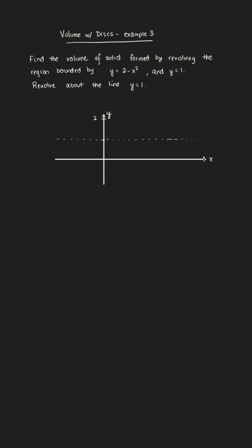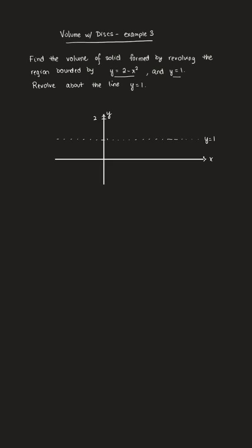Right, so for our third and last disk example, we're actually going to rotate over a different line that's not an axis. In this problem, we're going to find the volume of the solid that's formed by revolving the region bounded by the parabola y equals 2 minus x squared and the line y equals 1. And that region will get revolved over the line y equals 1.